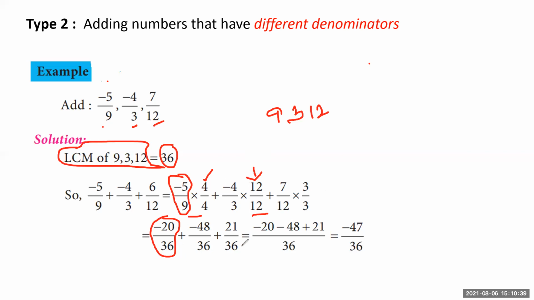Once I make all these numbers like this, the denominators are the same, so it becomes like fractions. Just using the earlier case, type 1, the denominator is 36. Then I put all these numbers, -20, -48, +21, then add them together, and I get this value. So this is the second type. The first type: the denominator is the same, simply add the numerators divided by the same denominator. Type 2 of additions: if the denominators are different, take the LCM, then do the addition as discussed.